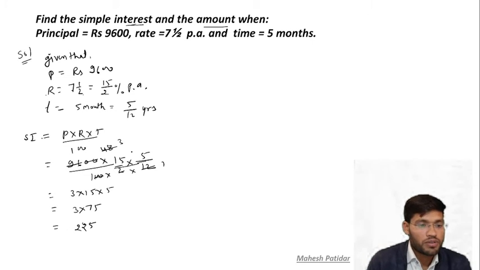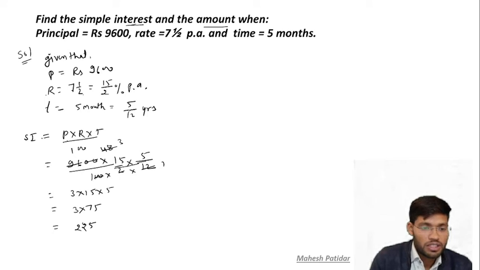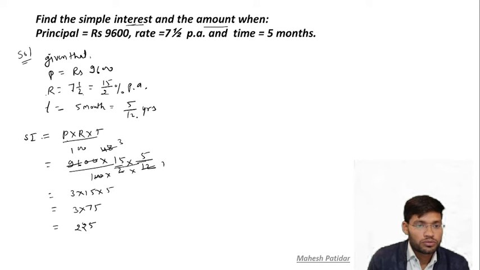We have to check the calculation. P is equal to 9600, rate 7 and 1 by 2, that means 15 by 2% per annum, and time is equal to 5 months, that is 5 by 12 years. So this is the right answer. So simple interest will be 225 rupees.